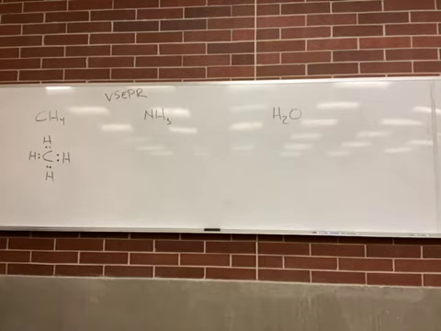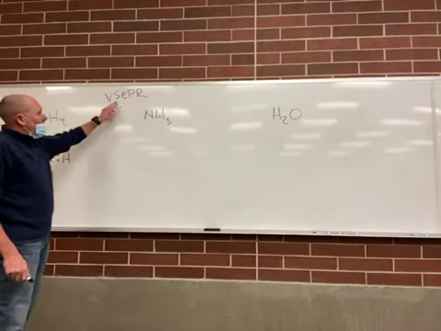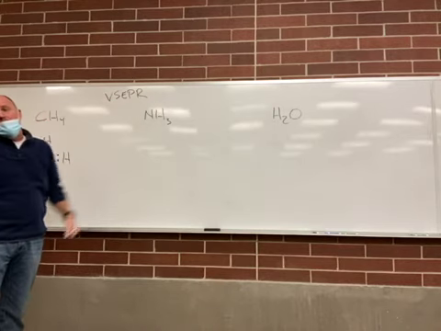Valence shell electron pair repulsion theory. That's a theory. It's a pretty good theory, actually. It has some places where it breaks down. We call that resonance. We won't get into that until organic, but it's a pretty good theory. So, valence shell electron pair repulsion theory.